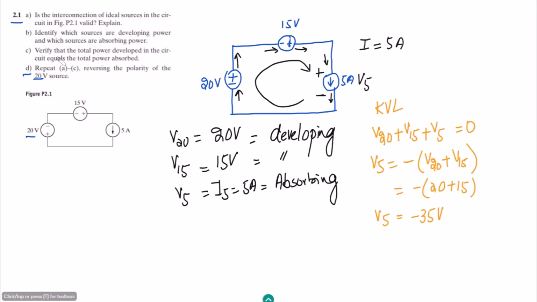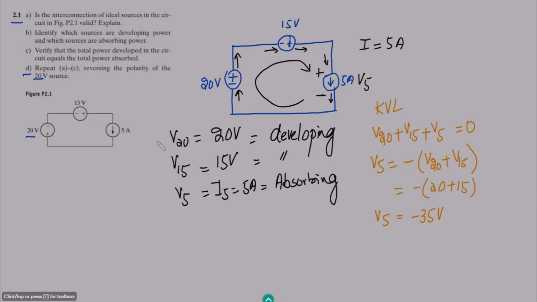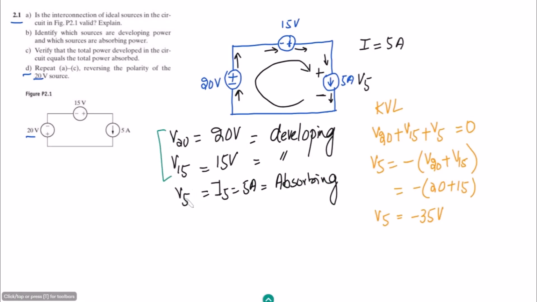Part C is to verify that the total power developed in the circuit equals the total power absorbed. So the power developed is the power developed by these two, and the power absorbed by this source. These are basically the developed power, and this is the absorbing. So let me first find out the developed power.